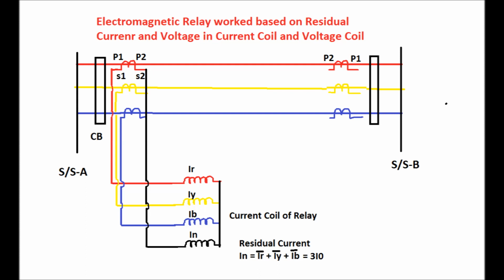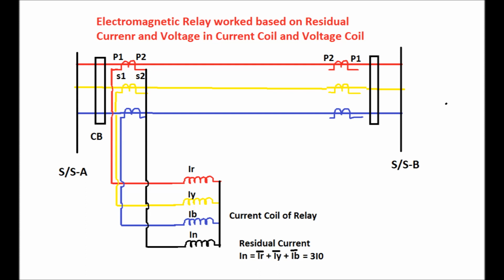But in case of an electromagnetic relay, the relay works based on the residual current and voltage developed in the current coil and voltage coil. As the residual current develops in the current coil and voltage develops in the voltage coil, a flux will be generated, and based on the forward fault, the flux will try to move the induction disc, and that is why the relay will operate.